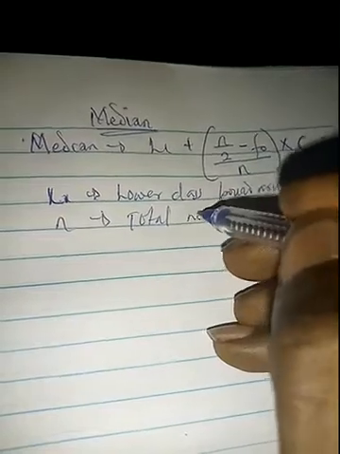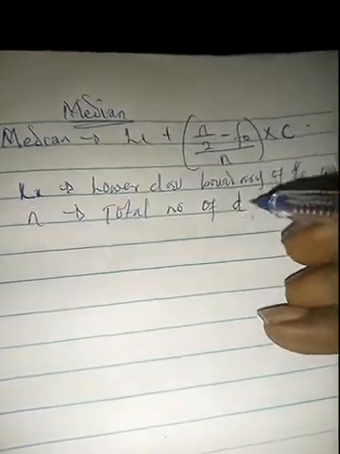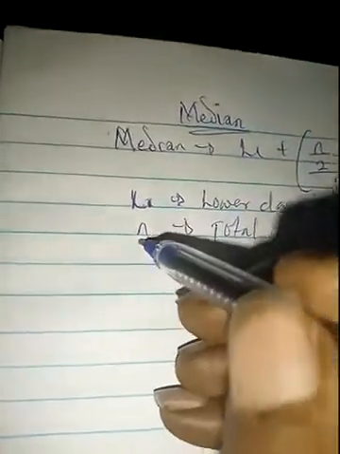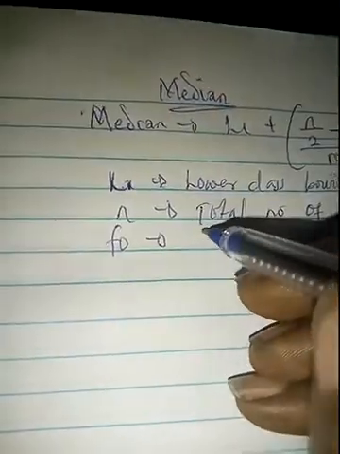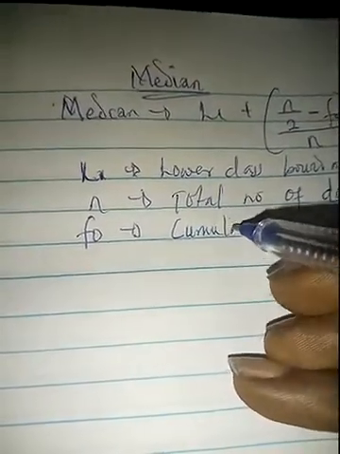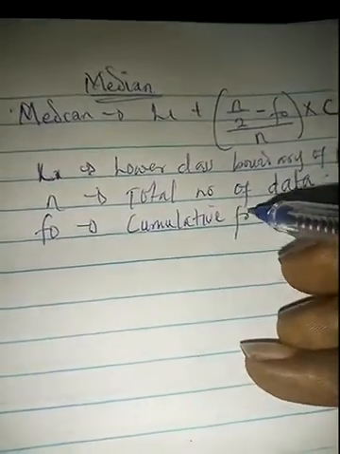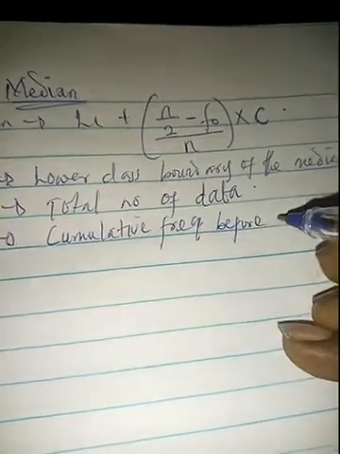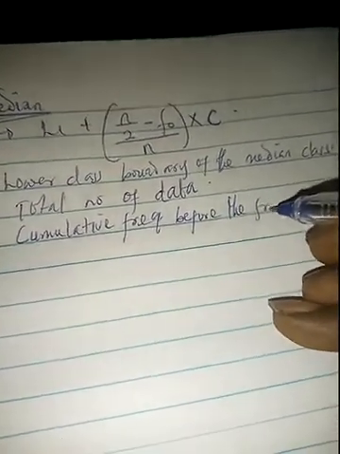So n means total number of frequency, or total number of given data. Total number of data that are given, that is total number of frequency, is the same thing. The f naught means cumulative frequency. I hope you still remember how to find cumulative frequency. Cumulative frequency before the frequency of the median class. And fm is the frequency of the median class.